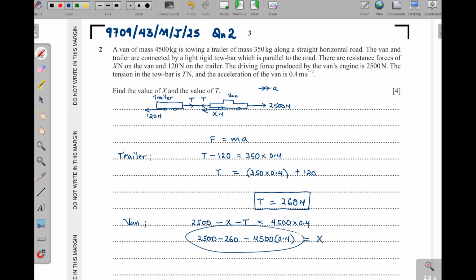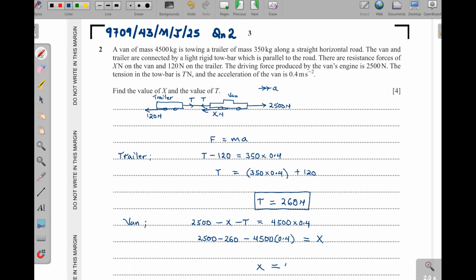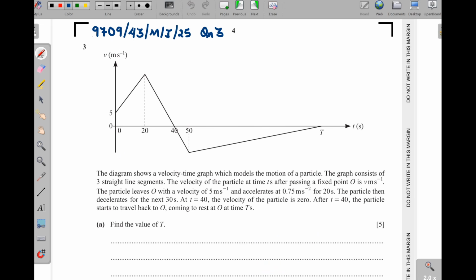Then what will be the answer here? So X will therefore be equal to 2500 minus 260, then minus 4500 into 0.4. And this gives us 440. So that is 440 newtons. As simple as that. Question 3 is coming from kinematics.